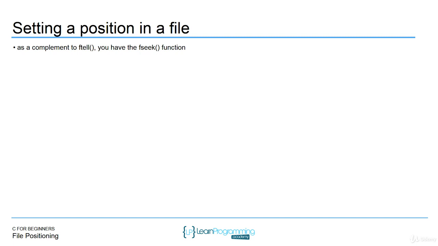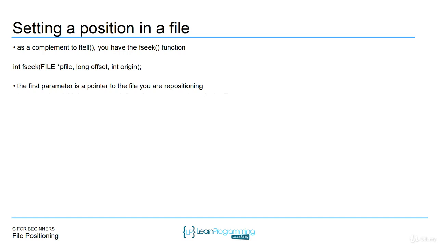Now, setting a position in a file, up until this point, we're just reading in where we're at. We're not going to really read in where we're at unless we set something, or we did a read and write. So as a complement to ftell, you also have fseek. And fseek is going to allow you to move somewhere for your position. It returns an int, and takes a file pointer, a long offset, and an integer origin. The first parameter is a pointer to the file you are repositioning.